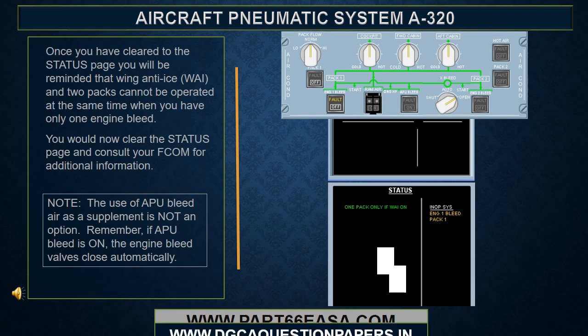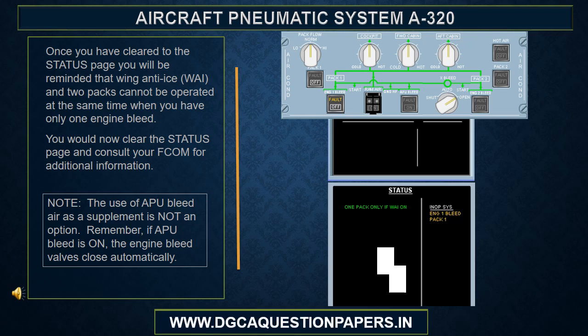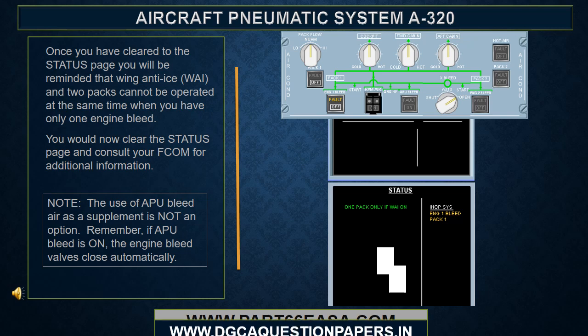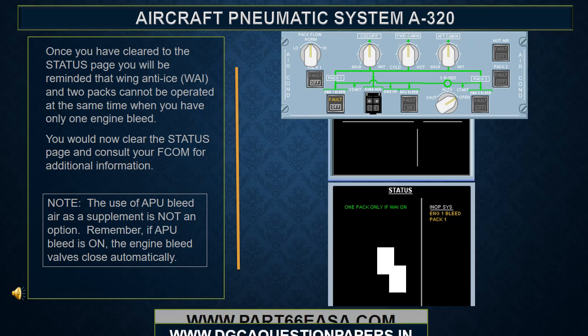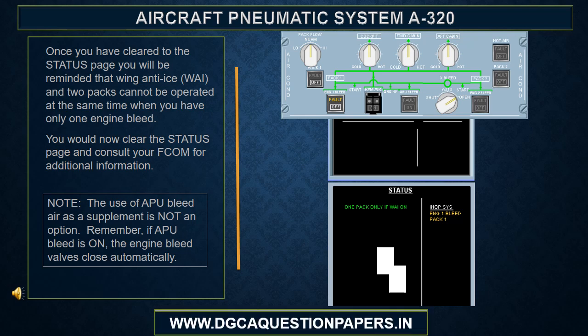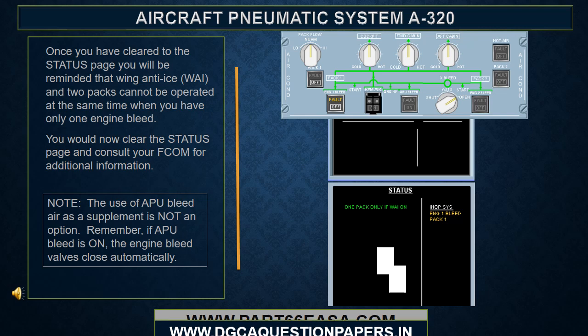Once you have cleared to the status page, you will be reminded that wing anti-ice, depicted as WAI, and 2 packs cannot be operated at the same time when you have only one engine bleed. You would now clear the status page and consult your FCOM for additional information. Note: the use of APU bleed air as a supplement is not an option. Remember, if APU bleed air is on, the engine bleed valves close automatically.